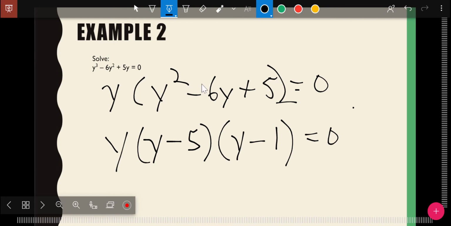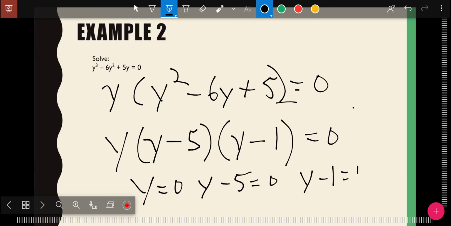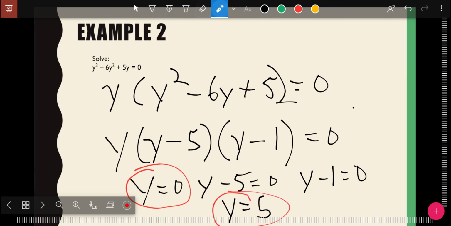Do they break down anymore? No, they don't. So I set them equal to 0 individually. This one over here is already done. All right. Here I would have to add 5 to both sides. And so that's going to give me y equals 5. But now it is done. Here I would have to add 1 to both sides. But that's going to give me y equals 1. And so now it is done. I have 3 answers. I'm good to go.